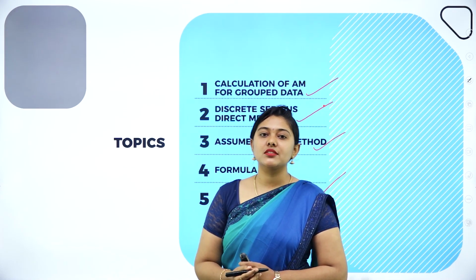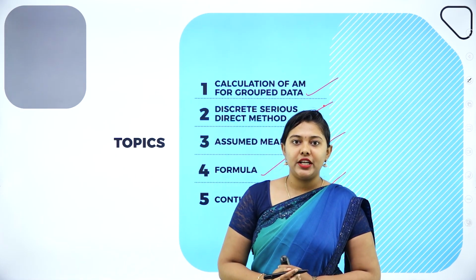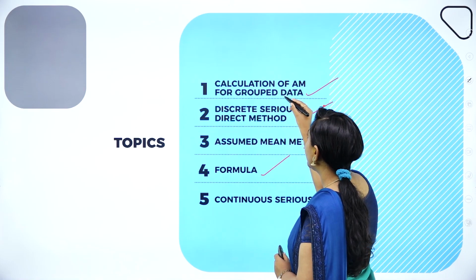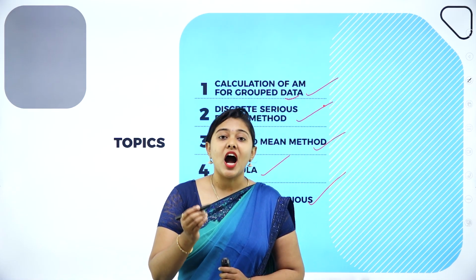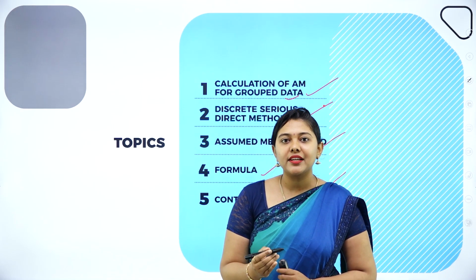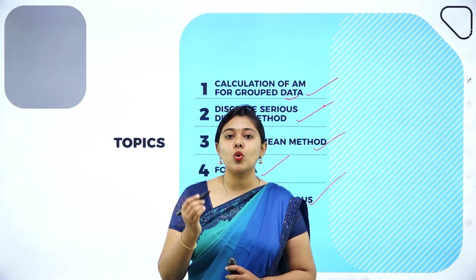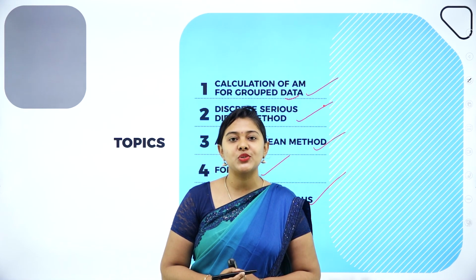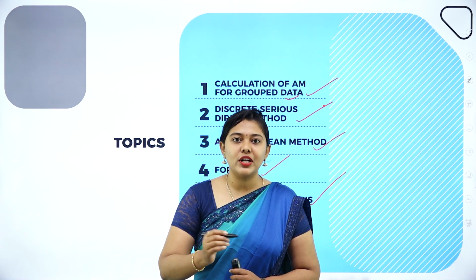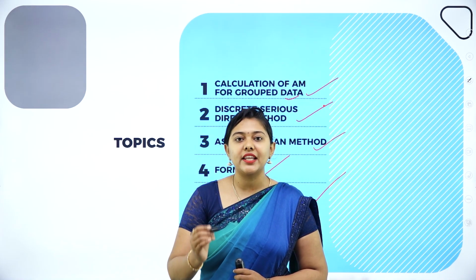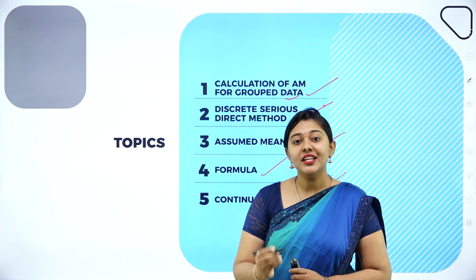So in the previous chapter we have discussed regarding the ungrouped data. How to solve the problem under ungrouped data, how to calculate the arithmetic mean for ungrouped data under direct method, assumed mean method and step deviation method. So in this session you will be able to understand how the grouped data will be calculated with the help of direct method, assumed mean method and step deviation method.